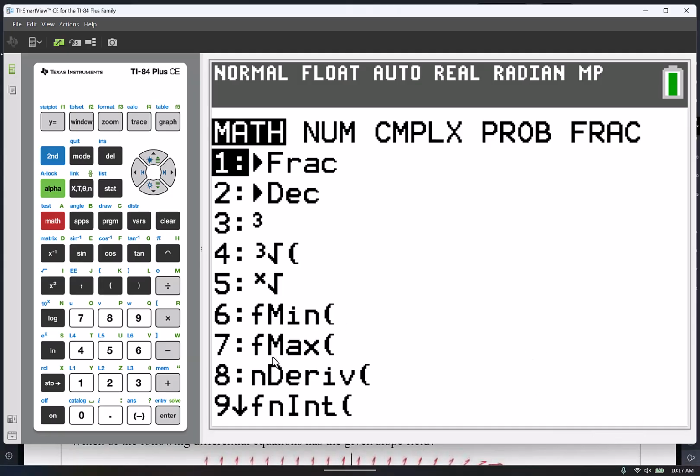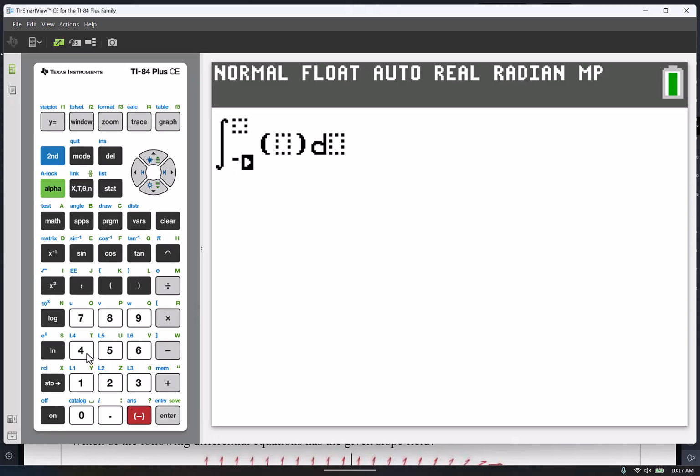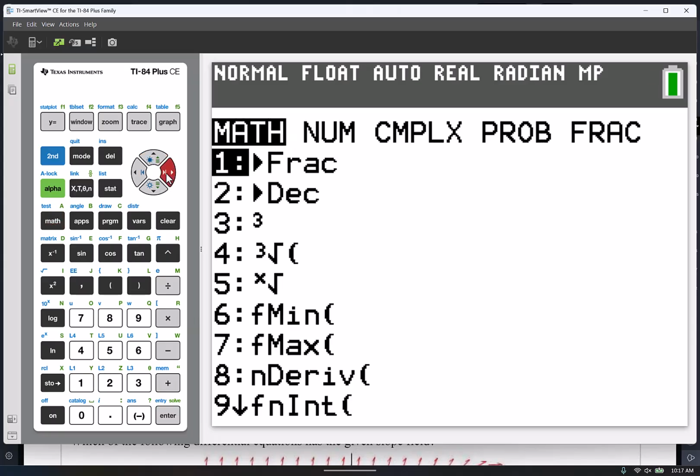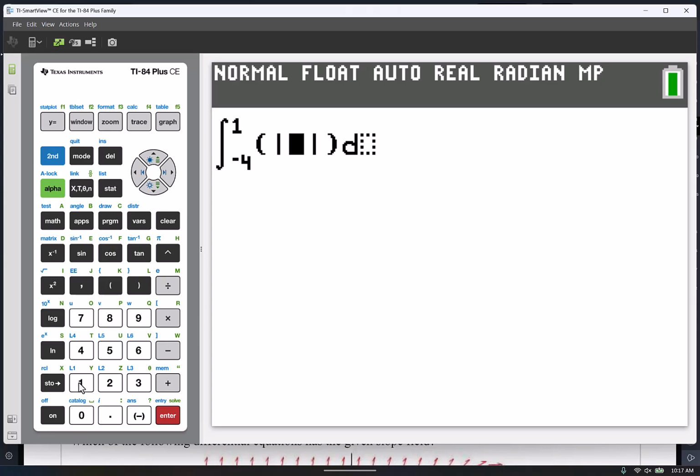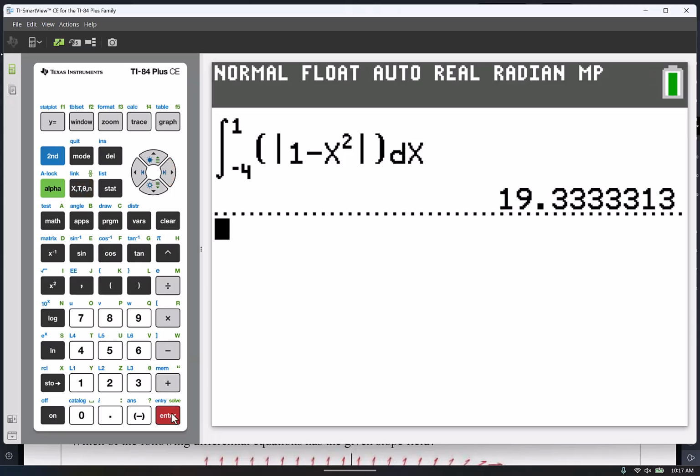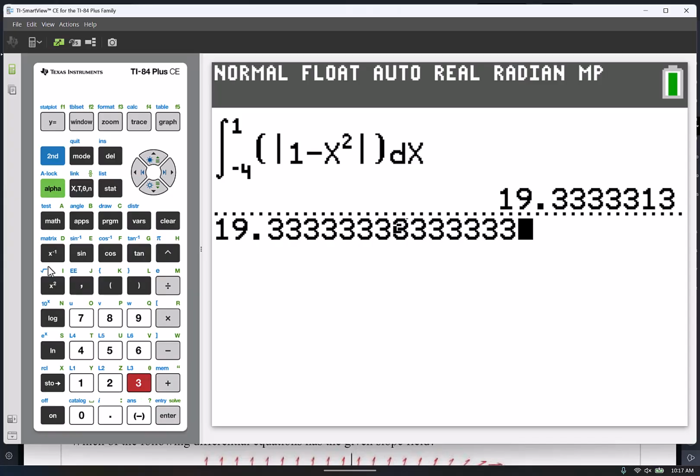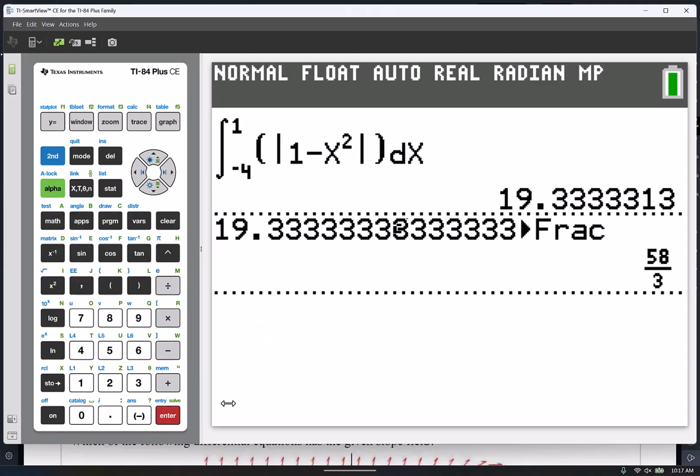All right. What were we doing again? Oh, yeah. Number 9. Negative what to what? Negative 4 to 1. And then math number ABS 1 minus x squared, x. And check it out. 19.3. Okay. There's rounding. I just told these guys that it told me that. So don't tell me that I didn't lie to you guys. 58 over 3.